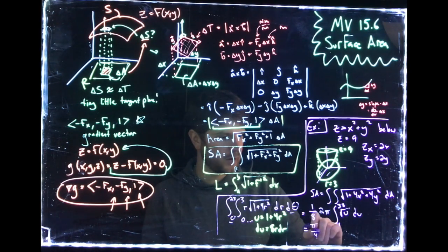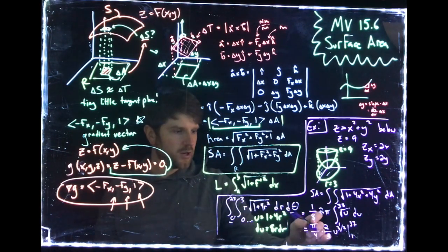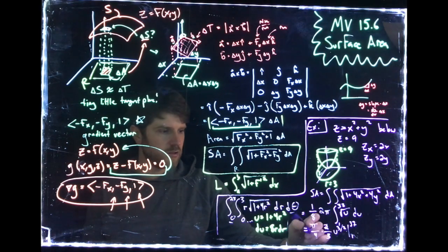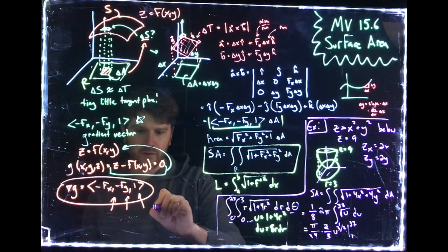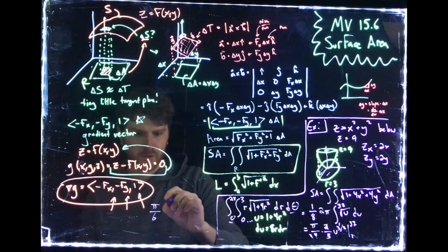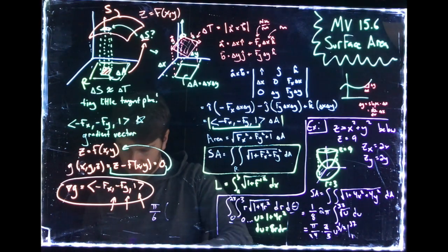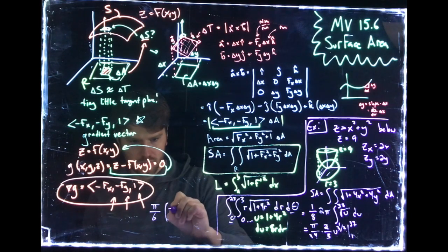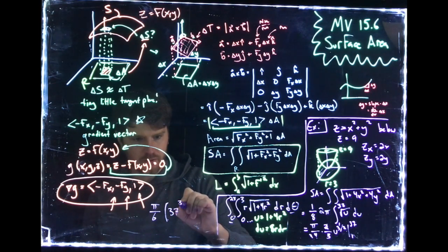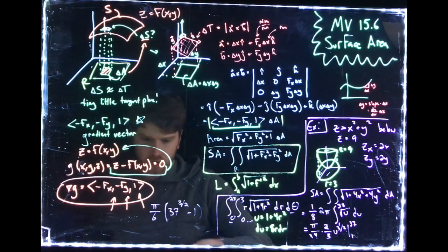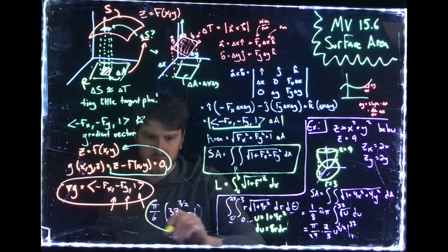This gives us pi over 4 times 2/3 u to the 3 halves from 1 to 37. And so I'm running out of space, I'll do it over here. We end up with, these cancel, and we end up with pi over 6 times 37 to the 3 halves minus 1. And there's our final answer for this example.